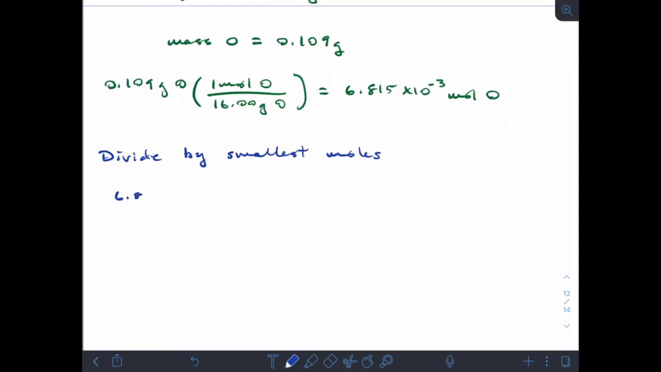Right, so we already figured out the carbon, the hydrogen, and then we just figured out the oxygen. So we've got 6.812 times 10 to the minus 3 moles of carbon, and we've got 9.09 times 10 to the minus 3 moles of hydrogen, and we just calculated 6.815 times 10 to the minus 3 moles of oxygen. All right. So 6.812 versus 6.815, we could pretty much divide by either one of those because they're only differing in the 6th decimal place. But I'm going to go with the one that is actually slightly smaller.